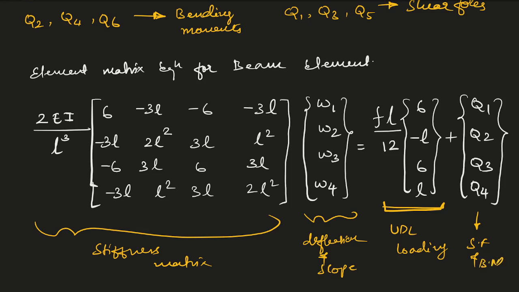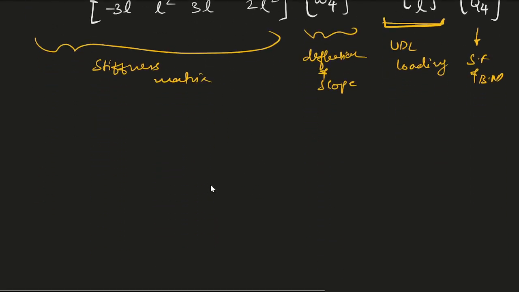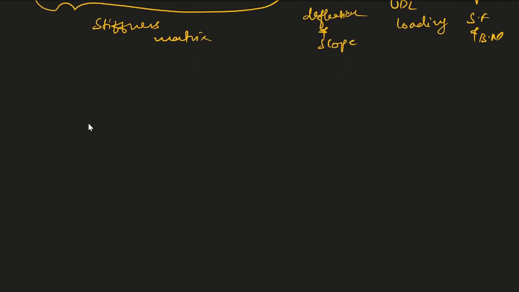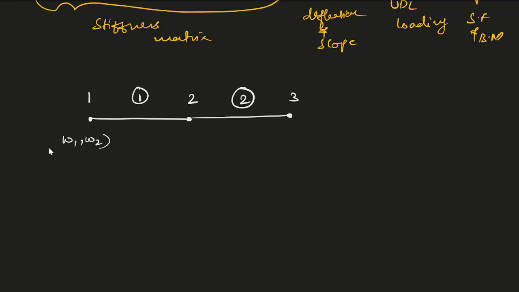Now what we are going to do is divide the beam into two elements and find out each parameter. First I'll draw the diagram again over here. These are the first node, second node, third node, first element, second element, and W1, W2, W3, W4, W5, W6. Here we have a UDL.